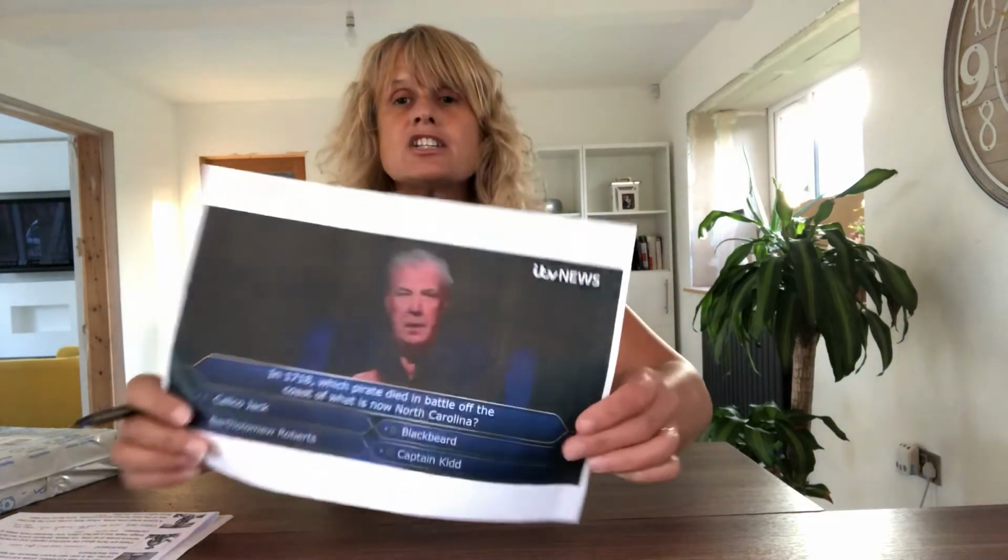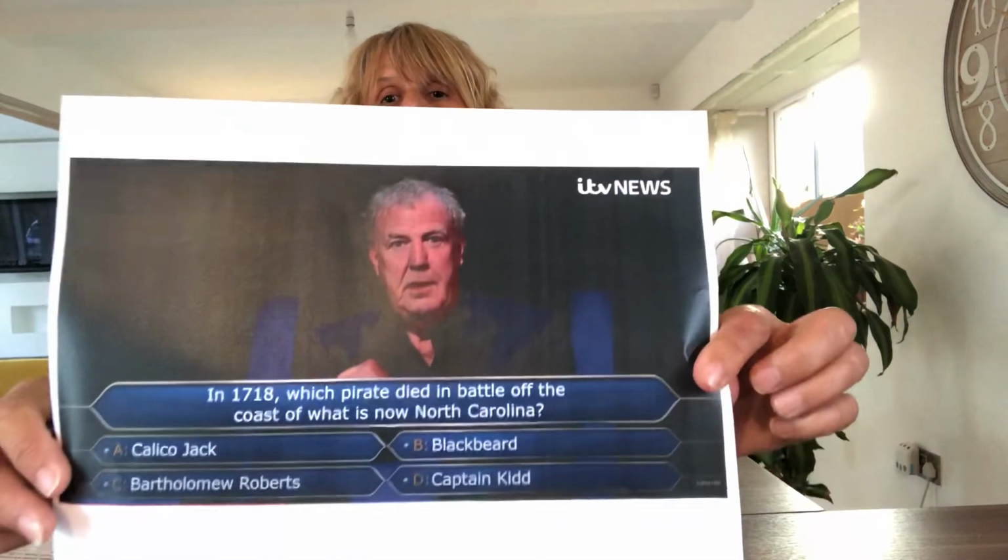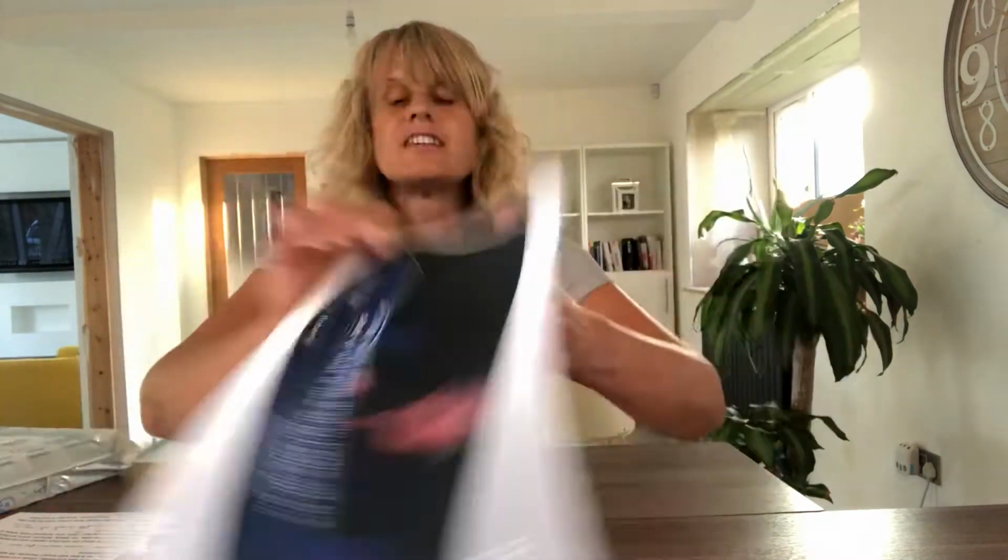So I thought for a bit of fun today, I'd show you how to memorise facts, because the winning question, for those of you who perhaps have missed it, was a pirate question, and it just so happened that the man who won it had actually taught piracy in history. So there's the actual question. I don't know if you can see that. I'll read it out. In 1718, which pirate died in battle off the coast of what is now known as North Carolina? And it was between Calico Jack, Blackbeard, Bartholomew Roberts and Captain Kidd.